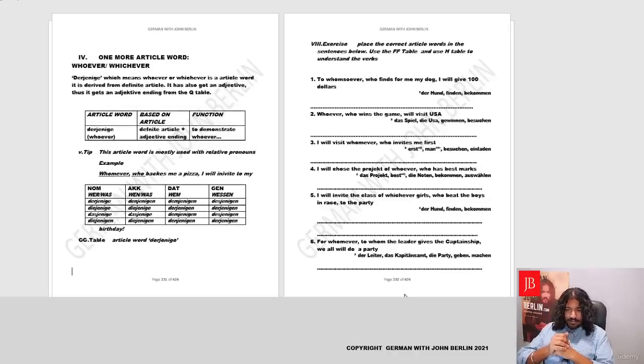So let's find out what is the meaning of whoever. For example, whoever gets the maximum mark in German will get a free book from John Berlin. Okay, something like that. So it's just about referring to a person who does something. So let's find out what the usages are, what are the cases.